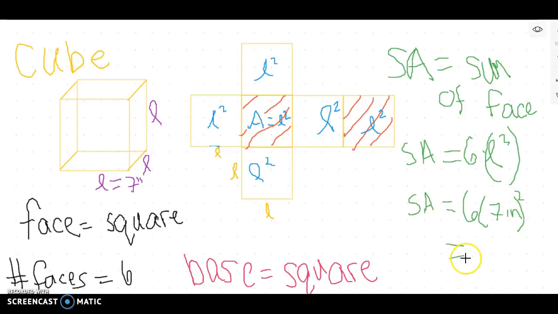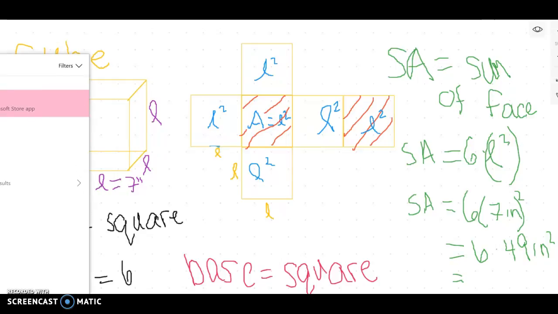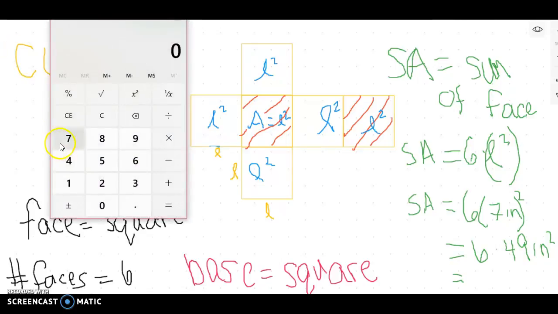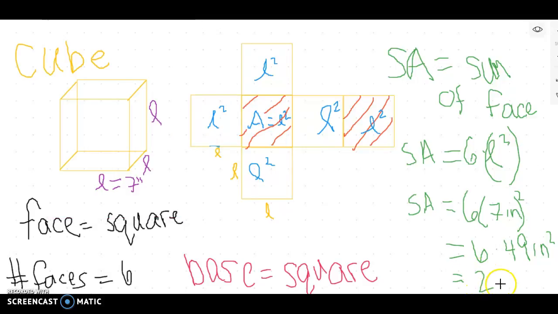So let's look at this. 6 times 7 squared, that's the same as 6 times 49 inches squared. And if we multiply that out, let's pull up a calculator. So 6 times 49, that's going to be 294 inches squared. And there you have it.